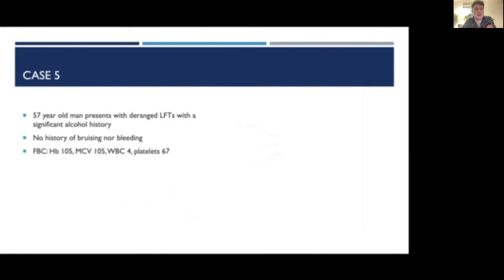So it shows him to be mildly anemic with a macrocytosis. White cell count's okay, but the platelet count's a little bit low. And the PT's high, and the APTT's high, and the fibrinogen's low. So it looks potentially, if you're looking at it through the wrong lens, you might be thinking, right, is this DIC? You know, the platelet count's low. You know, he's got deranged LFTs.